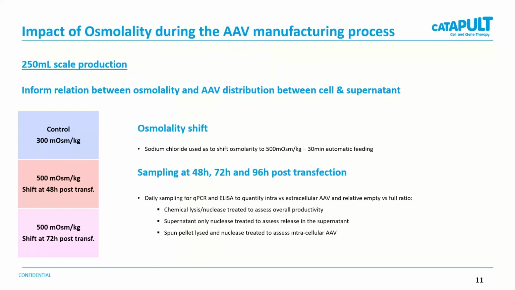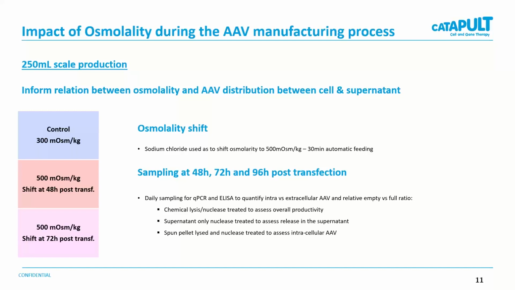We achieved this osmolality shift thanks to sodium chloride, and it was a feeding on the bioreactor. So it wasn't a bolus addition, it was a slow feeding of roughly 30 minutes. During this experiment, we wanted to have a look at the distribution of our AAV between the cell and the supernatant.